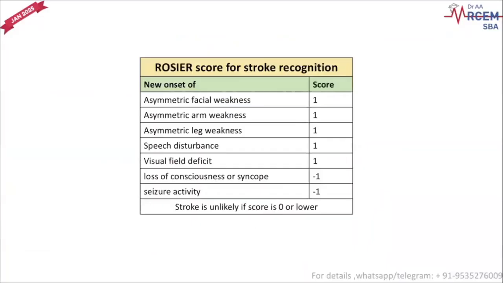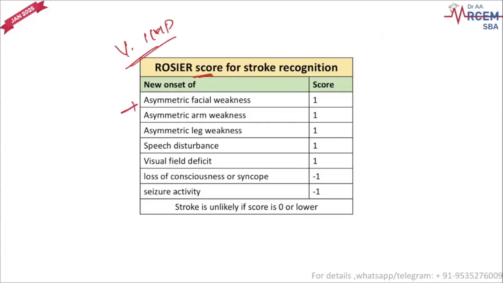Now a patient presents, we know different strokes and we know different arteries which are involved. A patient has presented to the emergency department with a suspected stroke. What we do initially is a ROSIER scoring. This is the scoring which is preferred in the emergency department. Again, very important, multiple times tested in the examination.